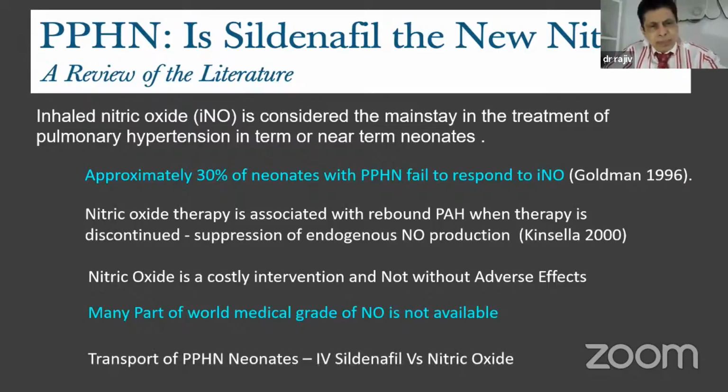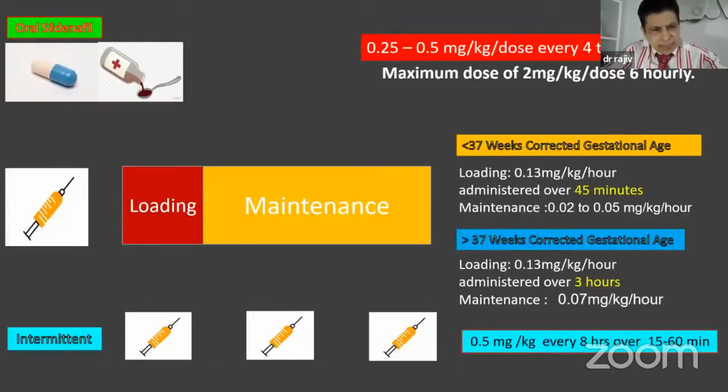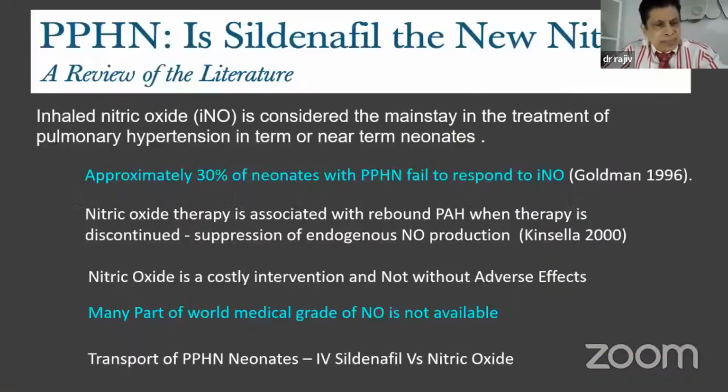And all these logistic problems also come in. It's a very costly gas. I believe from the statistics, only 45 centers in India have nitric oxide, whereas there may be around 450 centers in India doing at least level 2 to level 3 care, dealing with very sick babies with PPHN around. So there's a huge requirement to have a magic bullet for PPHN.